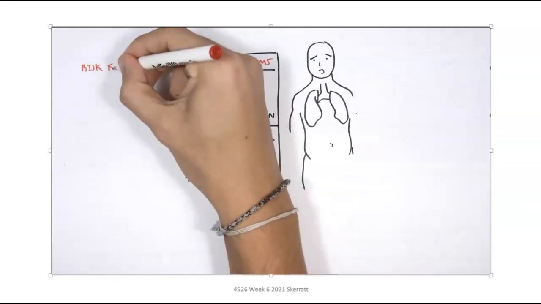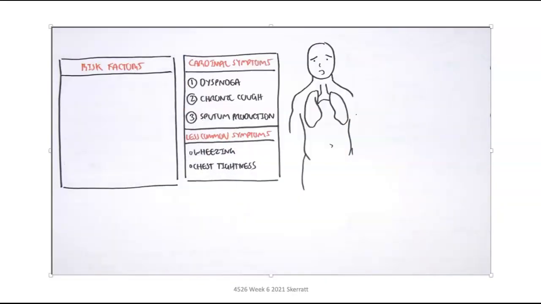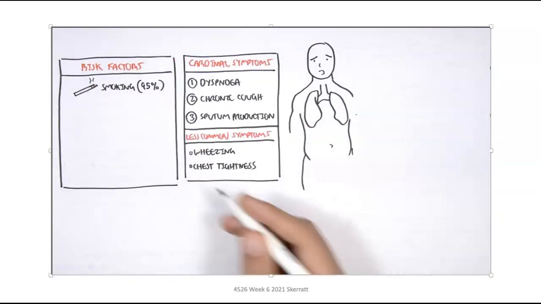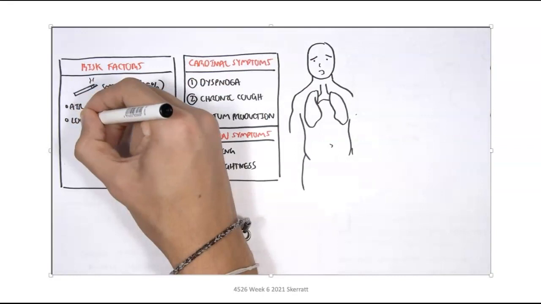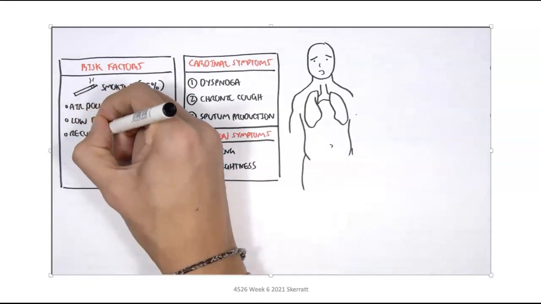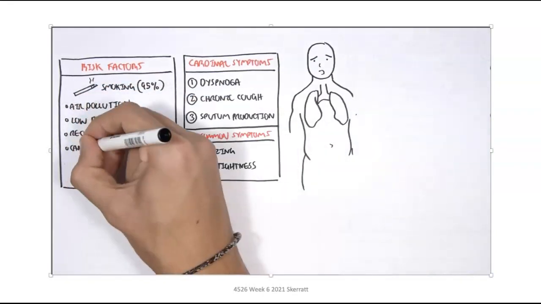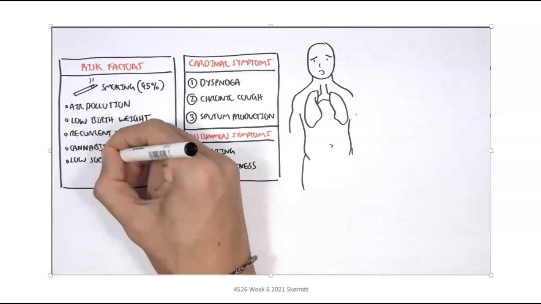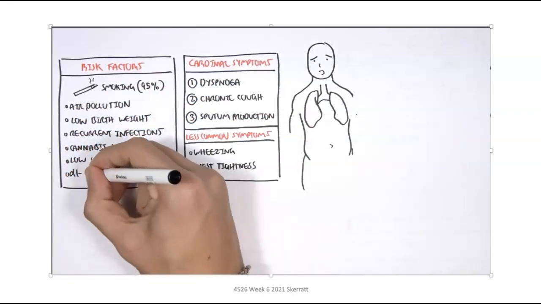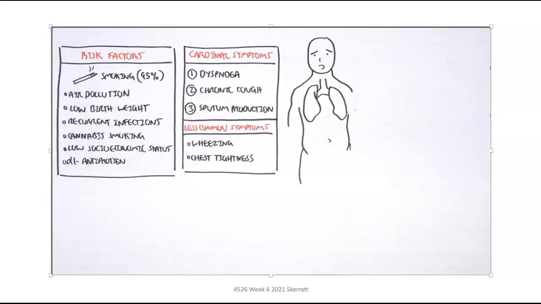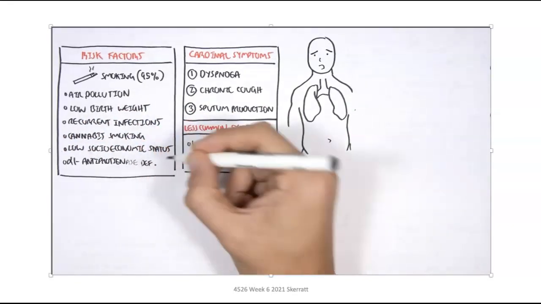Risk factors for COPD include smoking in 95% of cases, so it's a big risk factor. There's also air pollution, low birth weight, recurrent lung infections, and cannabis smoking. Low socioeconomic status and alpha-1 antitrypsin deficiency are also risk factors for COPD.